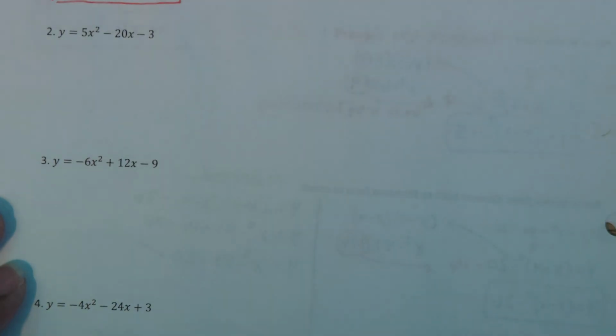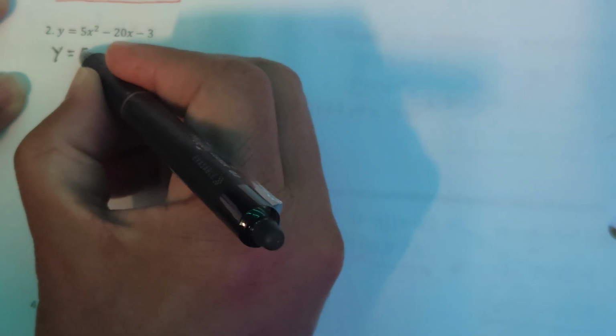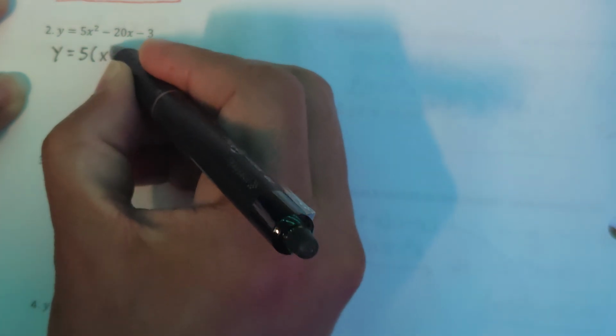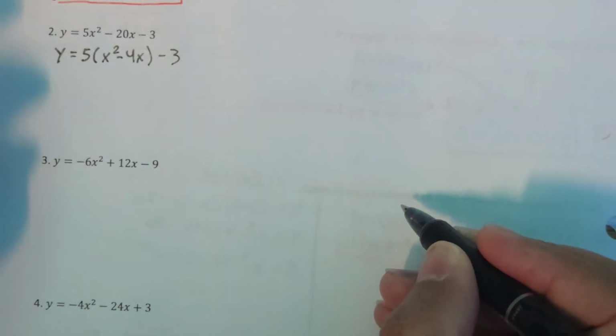Let's go on to the next example. So for this one again, I'm going to factor out the a value. So 5, and then this becomes x squared. Negative 20 divided by 5, that's minus 4x, and then minus 3 outside.